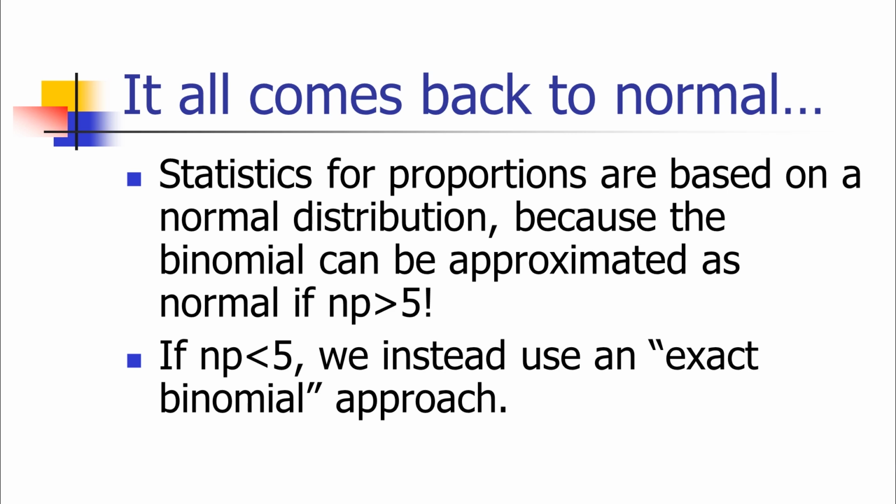If it turns out that you have a situation where n times p is less than 5, that often occurs if you have a very small sample, you need to instead go back to calculating the exact binomial probabilities, and those tests are just what they sound like. They are named things like the exact binomial test. So we'll see some of those in the case where you might have small numbers and it's not appropriate to approximate with a normal.